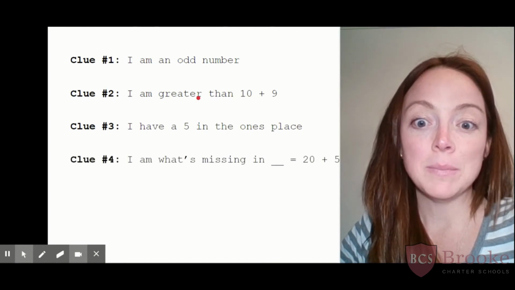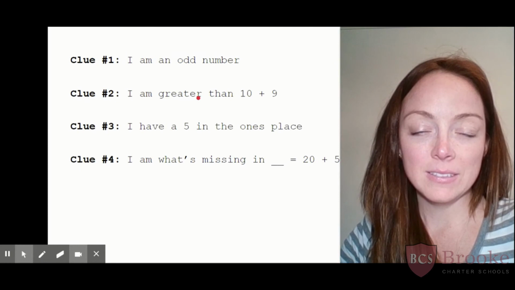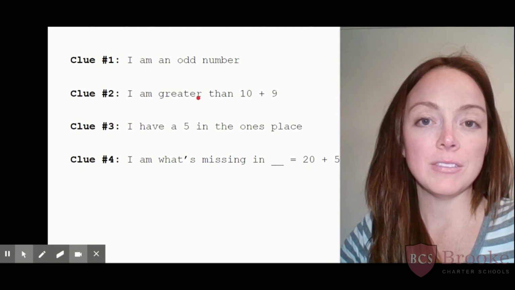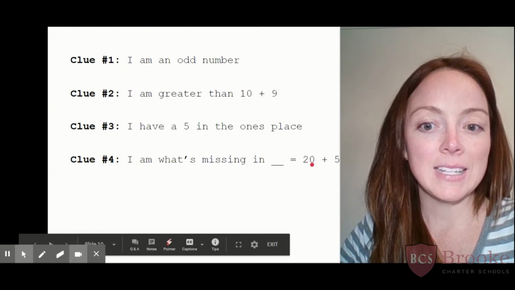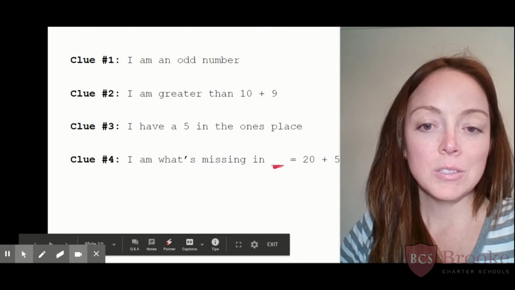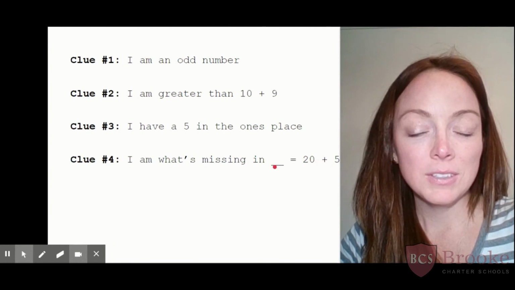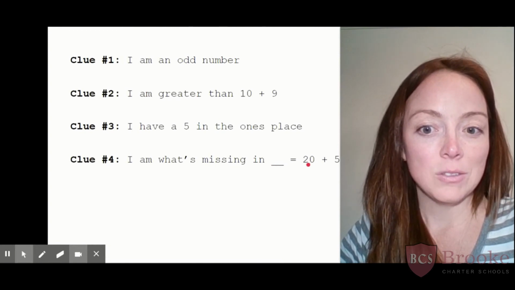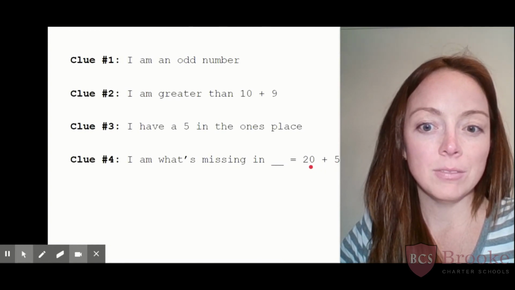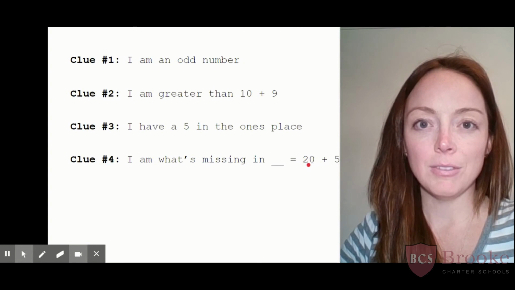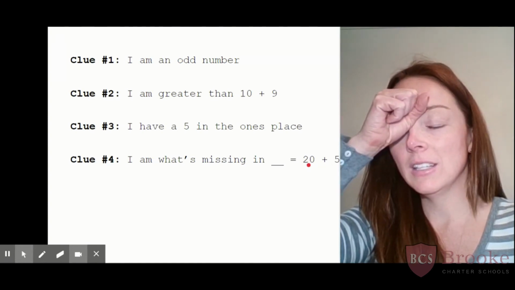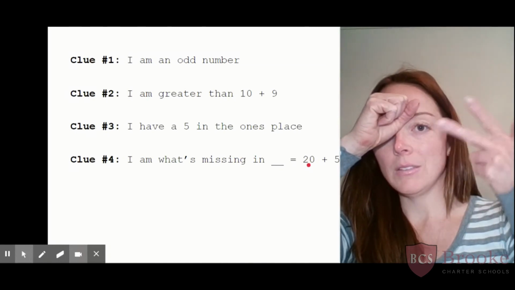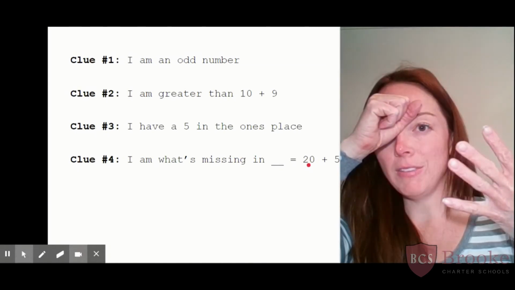I am what's missing in blank equals 20 plus 5. I know a plus sign connects two small parts. So here I'm missing the big total. So I want to add then 20 plus 5. What's 20 plus 5? I can just count on. 20, 21, 22, 23, 24, 25.